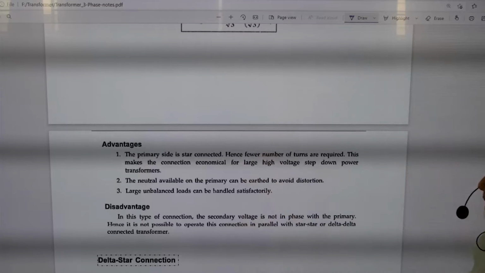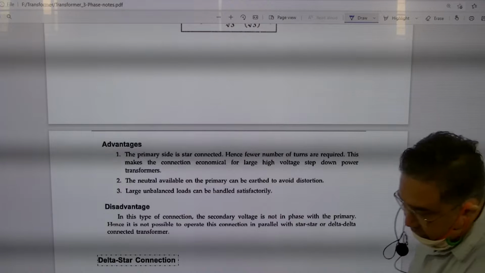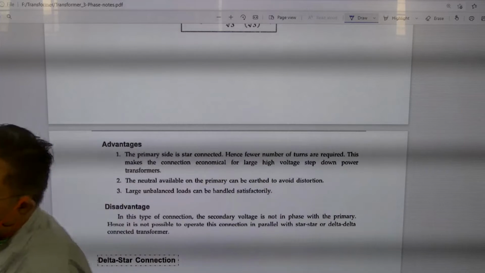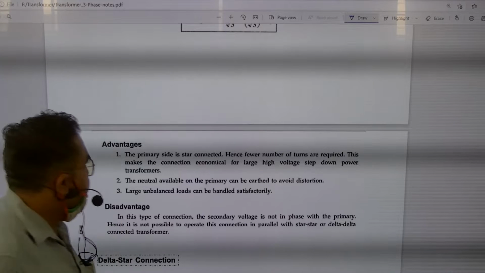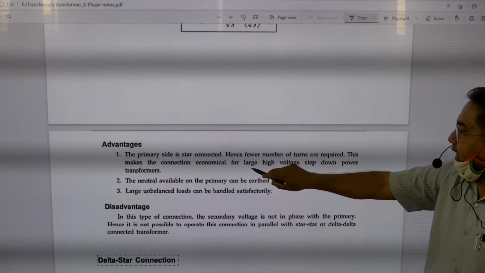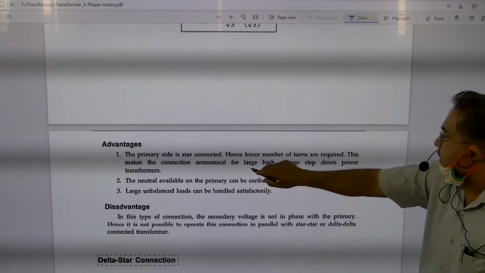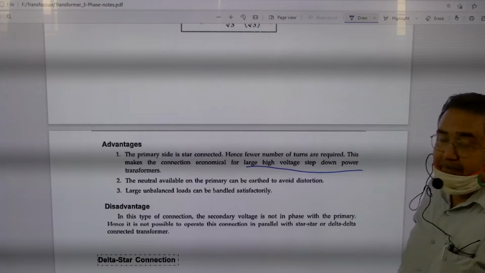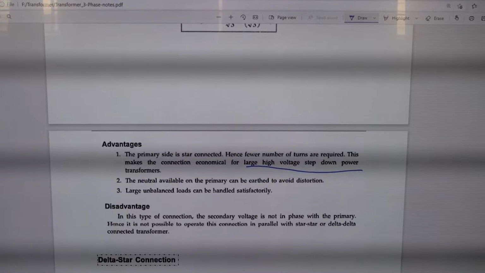So the primary side is star connected, hence what advantage you will get? Fewer turns are required, and this makes the connection suitable for large high voltage step down power transformers. So such type of objective question can be asked in your interview questions or in Viva Voce or in your so called computer exam.